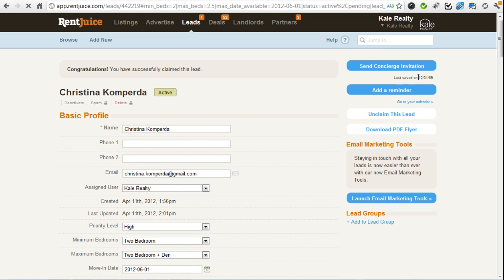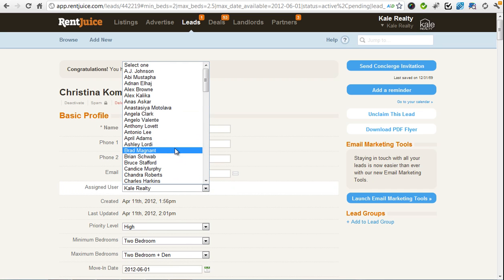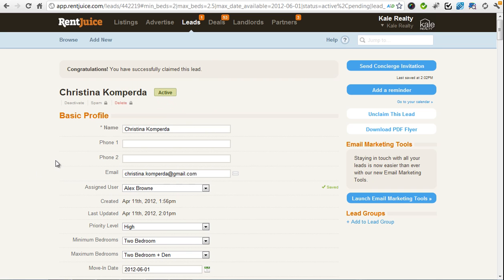And now notice that button disappeared. What does that mean? It means now it has been claimed, and in this case it says KL Realty is assigned user because I'm in the master account, but it would have your name. So let's go ahead and give this back to Alex because this was her lead. Okay, so let's say now it'd be assigned to you.